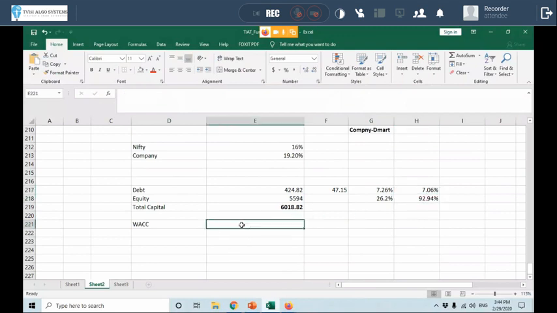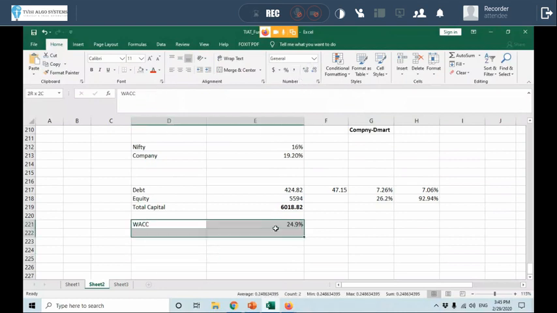So what is my cost of equity? 26.2. What is my weight of equity? 92.94. In capital, equity has 92% weight, right? Plus, what is my cost of debt? 7.26. And what is my weight of debt? 0.06. This is my cost of capital, the weighted average cost of capital. So this is return versus weight.